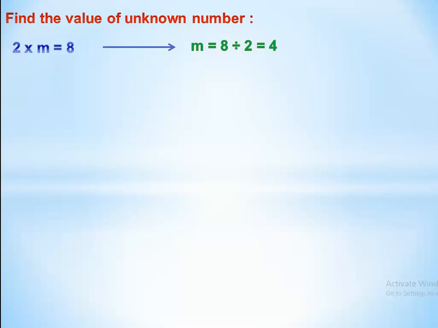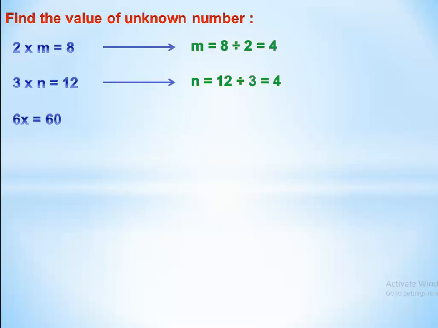Or looking for a number which multiplied by 2 gives 8. It is the same, but you must know the opposite equation. 3 times n equals 12. So if we have multiplication, we will convert it into division. So it will be 12 divided by 3 equals 4.